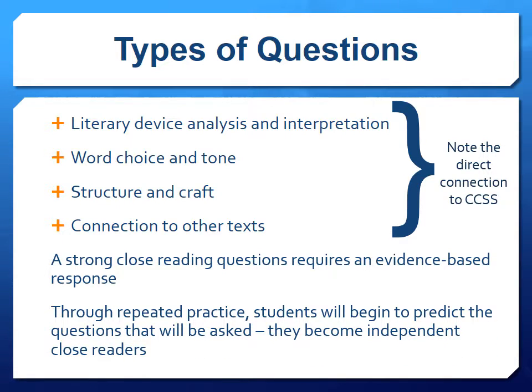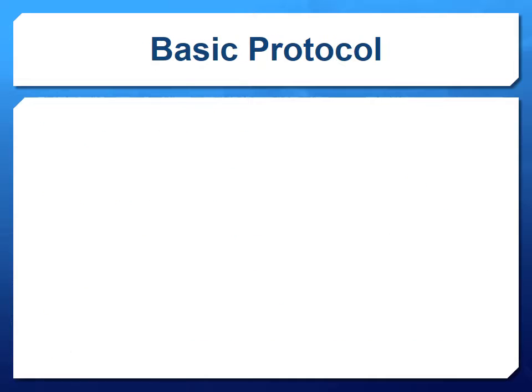Through repeated practice, the students should actually begin to predict the questions that are going to be asked, and they become independent close readers. So once you do this process a couple of times, they'll know that the first time through is just simply to gain understanding. What's the story about? Whereas the second and third time through, you're digging for more information. You're looking for that deeper understanding of what the article is actually about.